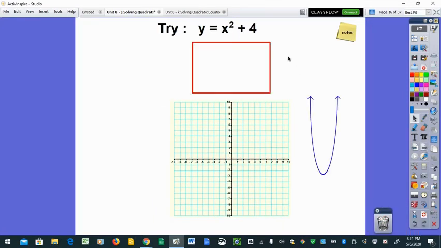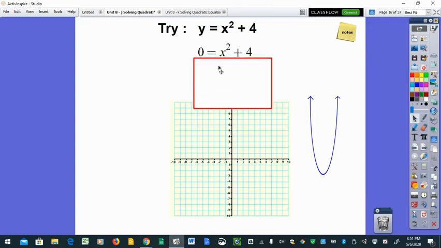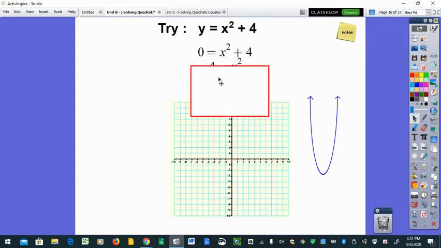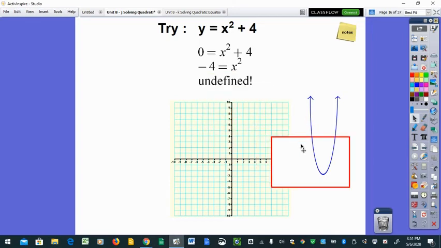Okay, let's take a look at this one. We're going to substitute 0 in for y, representing the x-axis. We're going to subtract 4 from both sides. But right now, when we go to take the square root of a negative, we got a problem. The answer is not 2 and negative 2, guys, because the square root of negative 4 is an impossible situation on the real number system. So we've got an undefined.